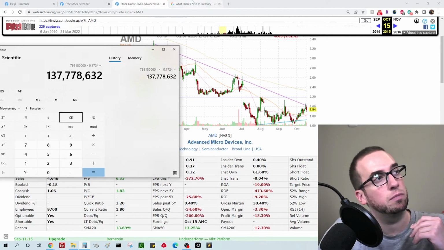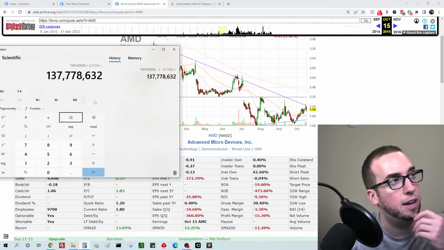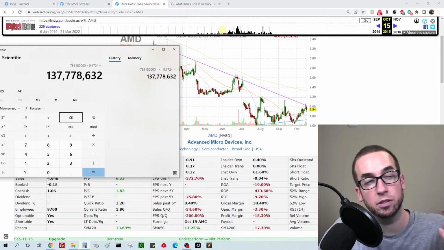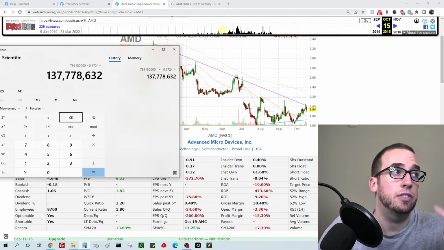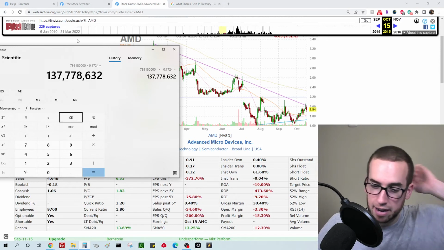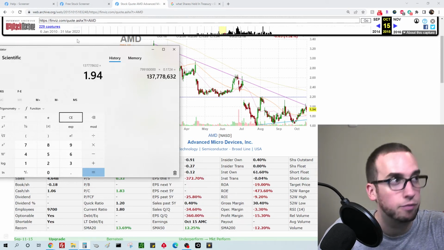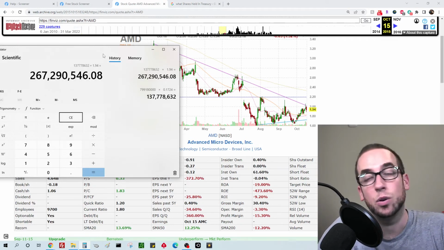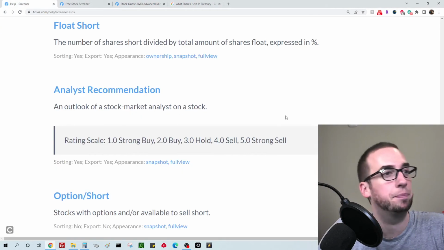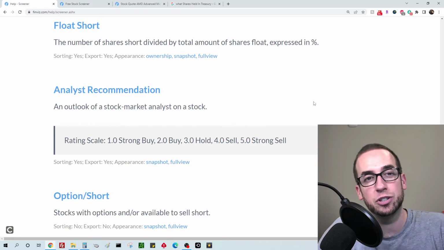137 million shares short. So that's what 17% of the shares outstanding look like. That's a lot of shares. So 137 million shares short times 1.94, that is $250 million shorting AMD stock. Crazy. Okay, so that's float short.